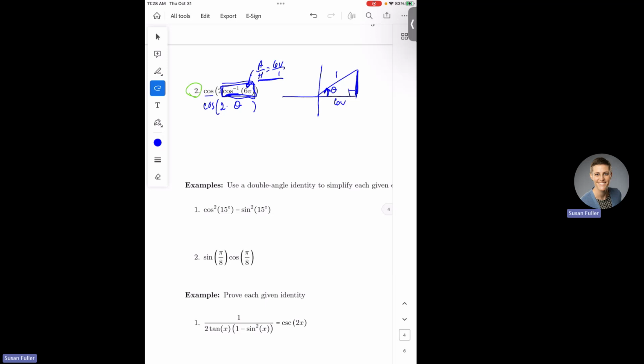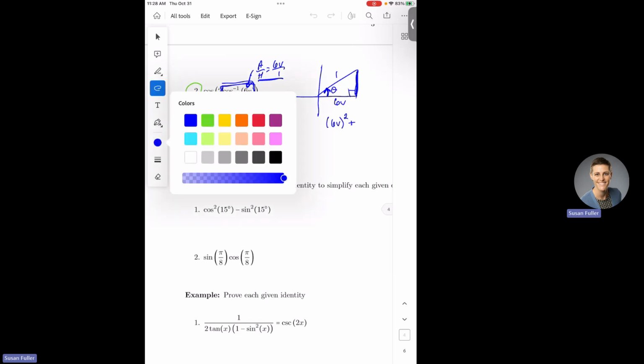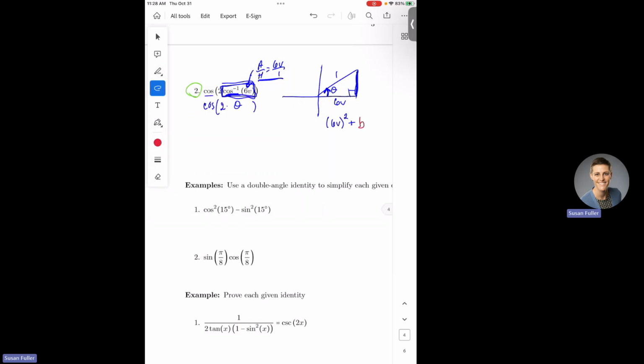To do that, we are going to use the Pythagorean theorem. I'm going to use this adjacent side squared plus, I'll switch colors here to keep track of it, I'll call that b squared equals c squared, right? And this b is this opposite side. That's what I'm solving for.